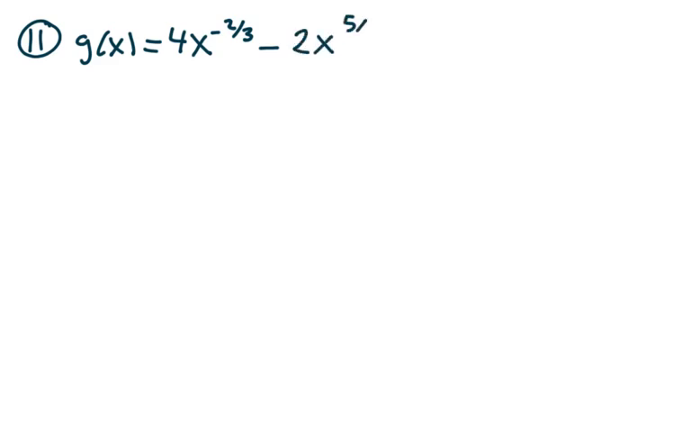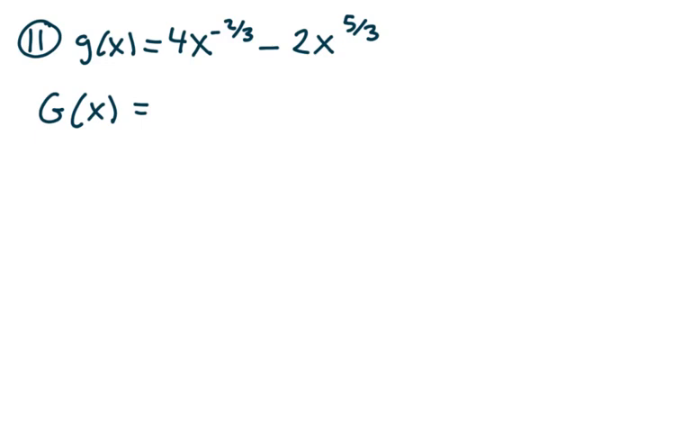Let's take a look at number 11. Suppose g of x is 4x to the negative 2/3 minus 2x to the 5/3. And I want capital G of x.